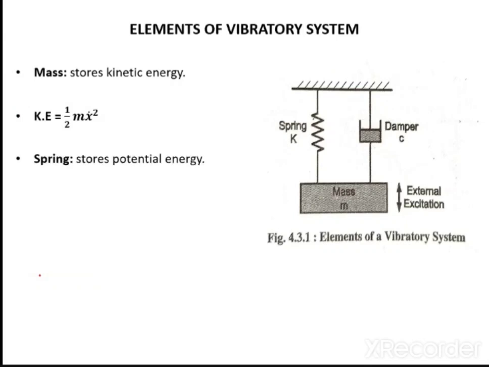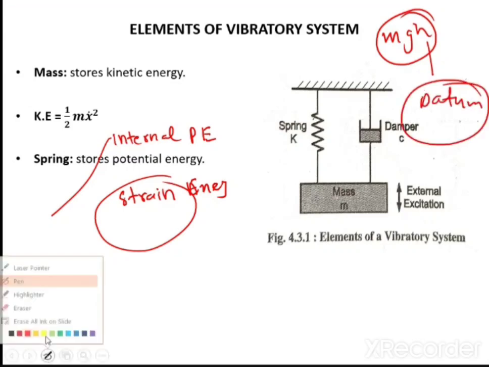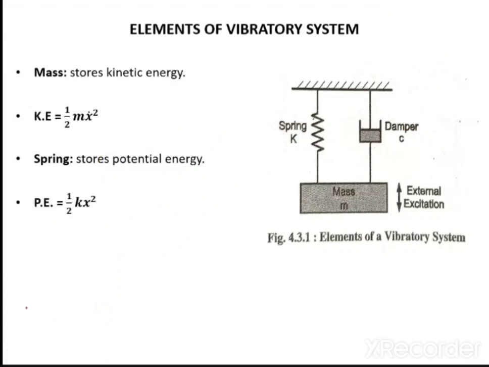Understand? Okay. Spring stores potential energy. This potential energy is called internal potential energy, or you can call it strain energy. Then potential energy that is mgh is a different one. This is due to the gravitational force, called gravitational potential energy. And this is called strain energy or elastic potential energy, internal potential energy, which is due to the elasticity. In mgh, g is gravity, m is mass, and h is the height with respect to the datum position. So two types of potential energy you have to understand. The potential energy stored in the spring is given by 1/2 k x squared.